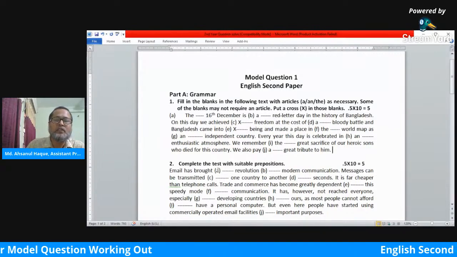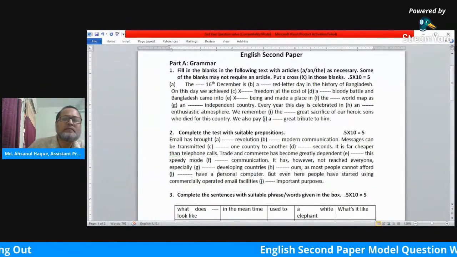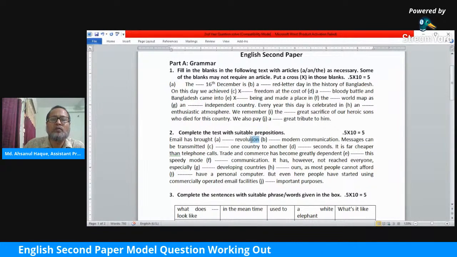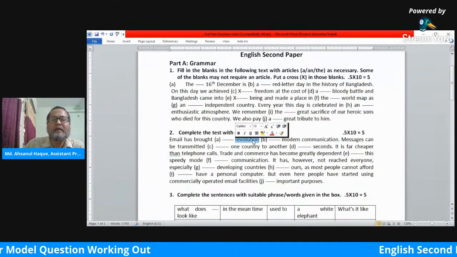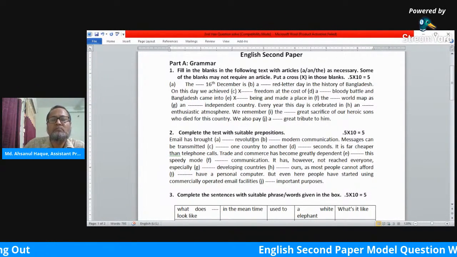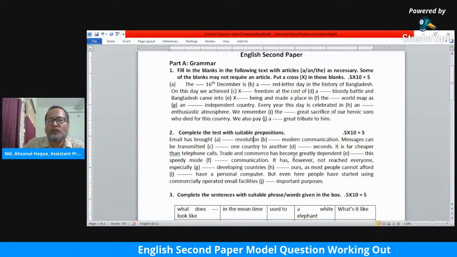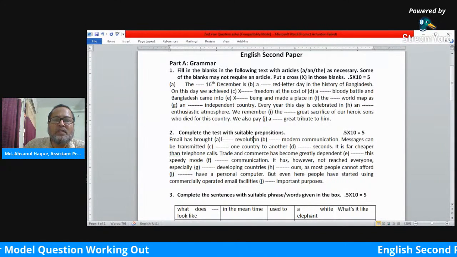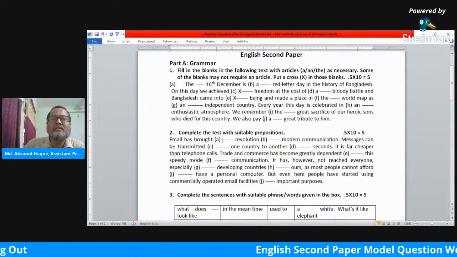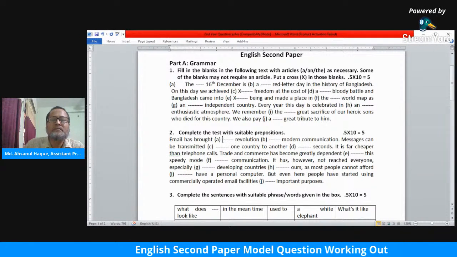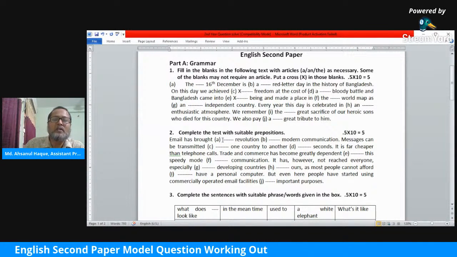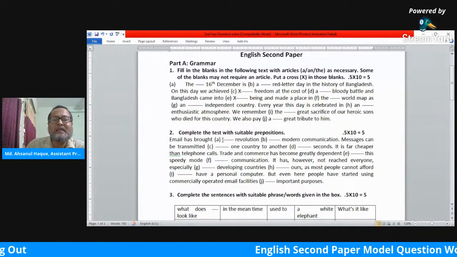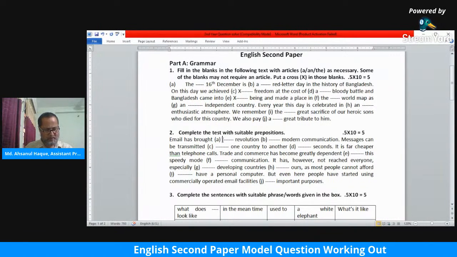Then question number 2, this is the use of prepositions. Email has brought dash revolution, dash modern communication. Email has brought about means email has made, done. So there should be 'about'.